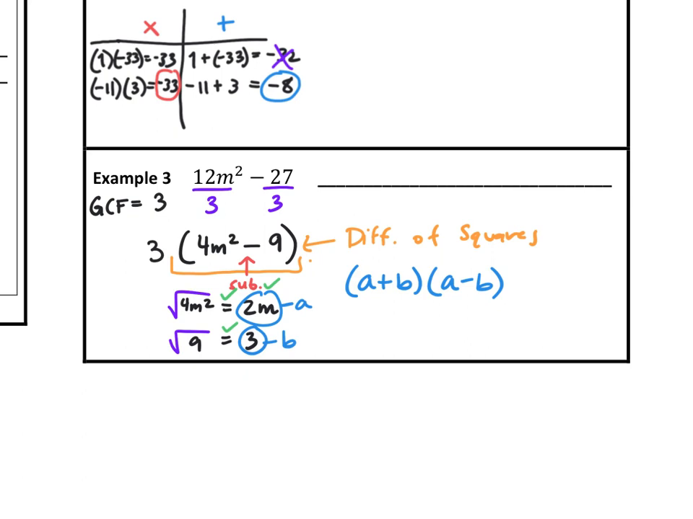Okay, so remember, I'm going to bring over the GCF over to my answer. So this equals 3 times a plus b times a minus b. So a plus b is going to be 2m plus 3, and 2m minus 3. So that's my answer.